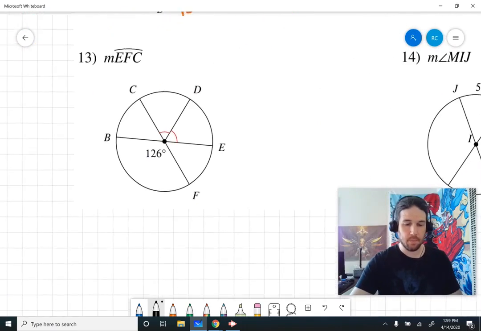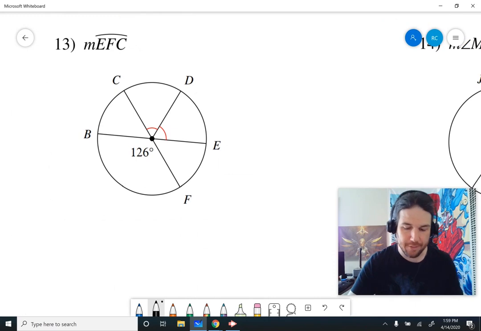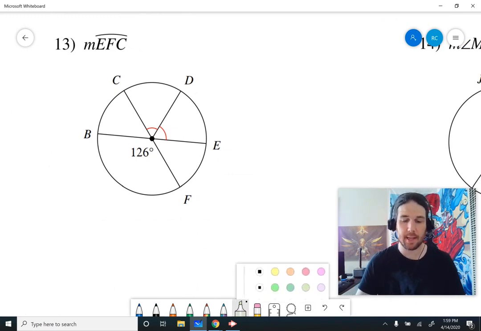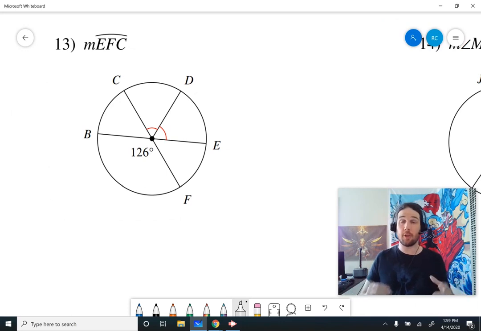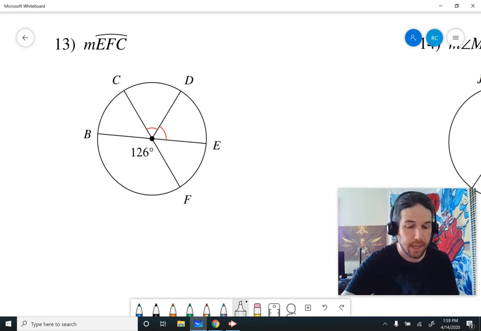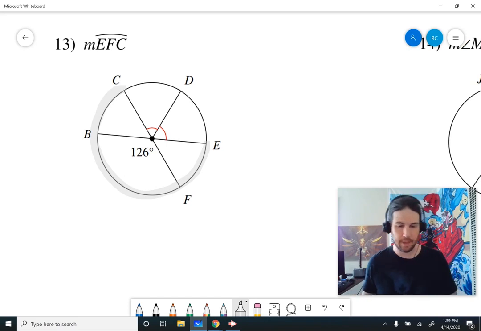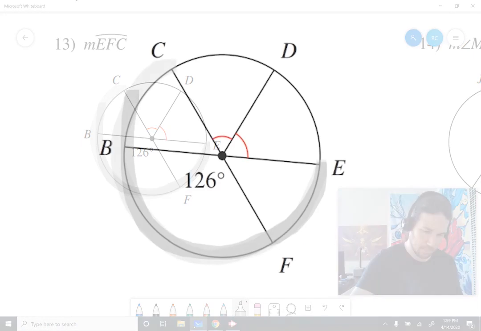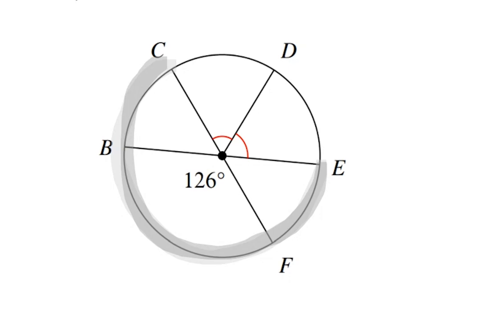Number 13, we're looking for the measure of arc EFC. Now you'll notice that I am marking with a highlighter the arc or measure of the angle of whatever it is I'm looking for. It helps me. Maybe it'll help you. EFC. So that's EFC. I don't know if you can even see that gray, but I'll make it a little bit darker. Okay. So we've got part of it. We know that this is 126 degrees.